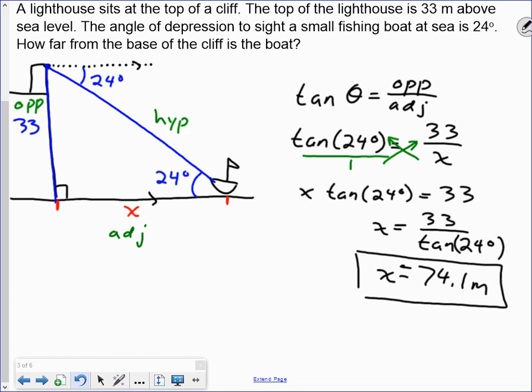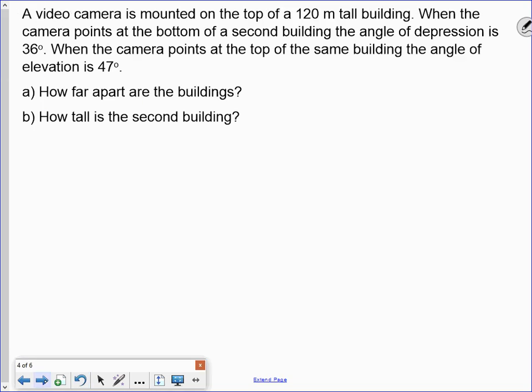Okay. Let's take a look at a second example here using those terms angle of elevation and angle of depression. So a video camera is mounted on the top of a 124 meter tall building. When the camera points at the bottom of a second building, the angle of depression is 36 degrees.